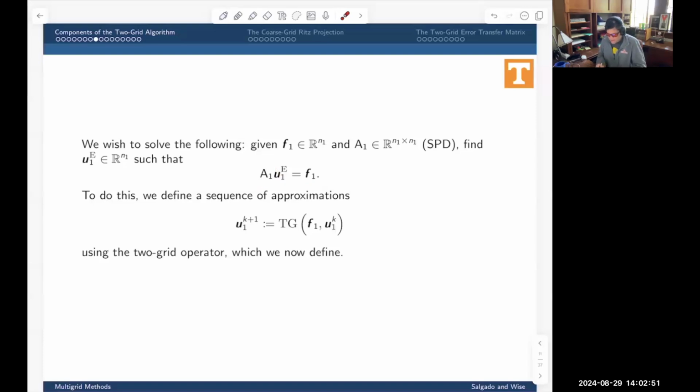To find an approximation to the exact solution, we're going to create a sequence of approximations through what is called a two-grid operator. So I have to define this two-grid operator, but basically it says if I put in the F1 information and the U1 information at the level K, I'm going to create a more, usually a more accurate approximation at level K plus 1. So this is our iterative process, and this operator we call the two-grid operator. Again, I'm giving things in very general terms, and we're going to come back and motivate this through examples later.